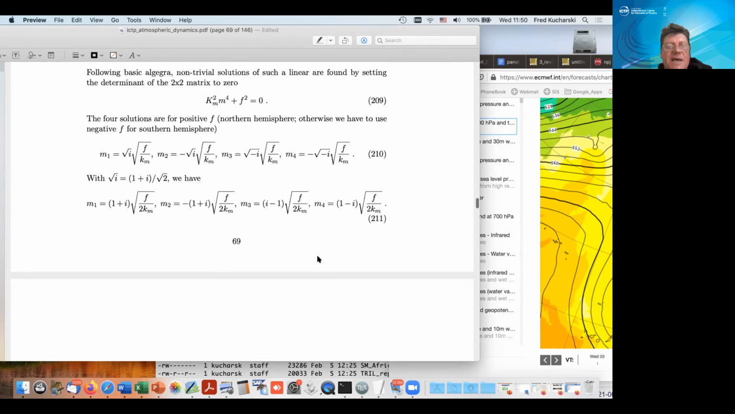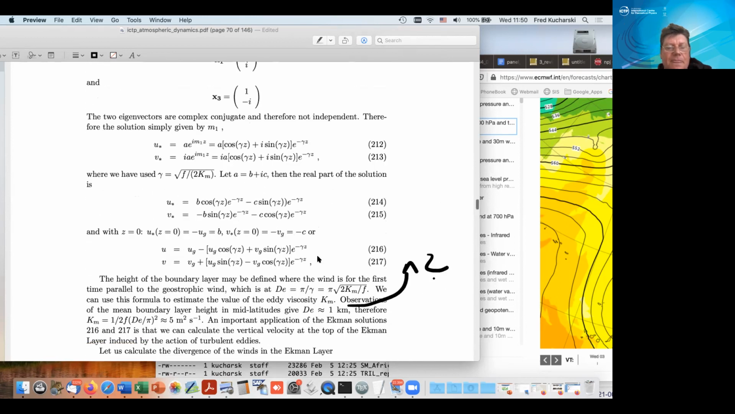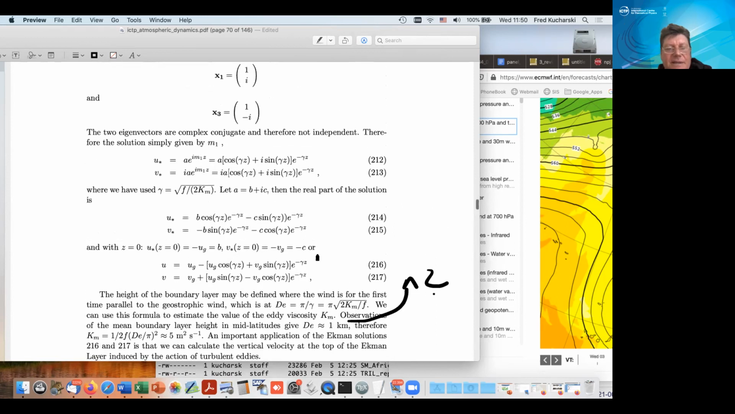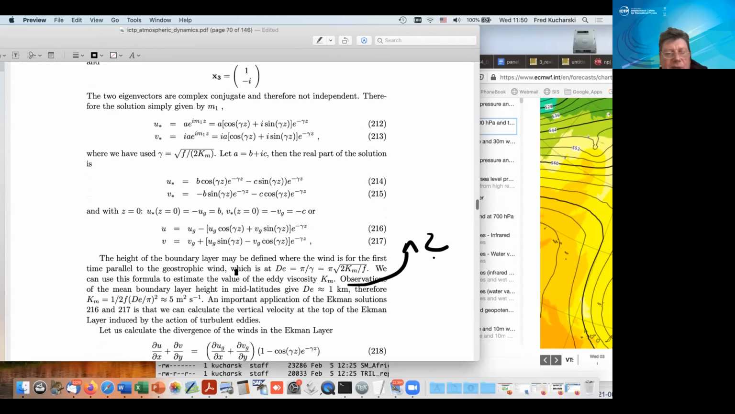Of course, like in this example of the figure, if we set Vg to 0, and we just assume that our geostrophic wind has just a u component, then this becomes a little bit simpler because this term is dropping out, and this term is dropping out, and this term is dropping out. So we get a much simpler formulation if we assume that.